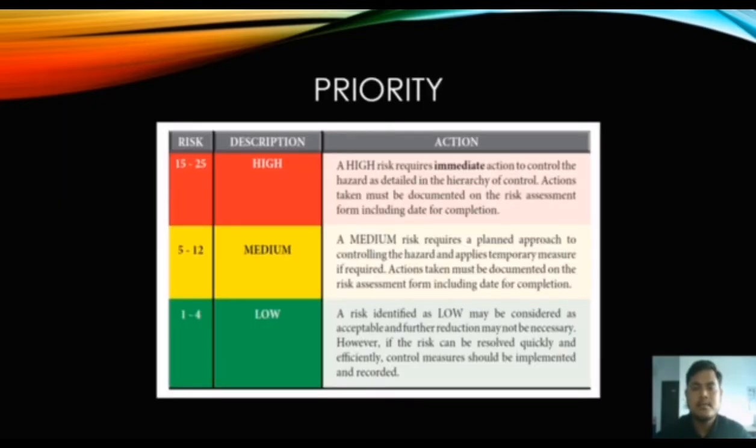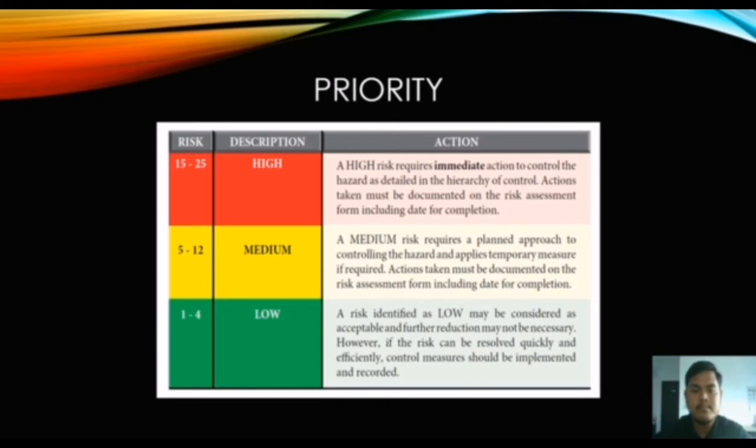Priority. The risk is 15 to 25. Description is high. Action is: a high risk requires immediate action to control the hazard as detailed in the hierarchy of control. Actions taken must be documented on the risk assessment form including date for completion. Okay, next is 5 to 12.